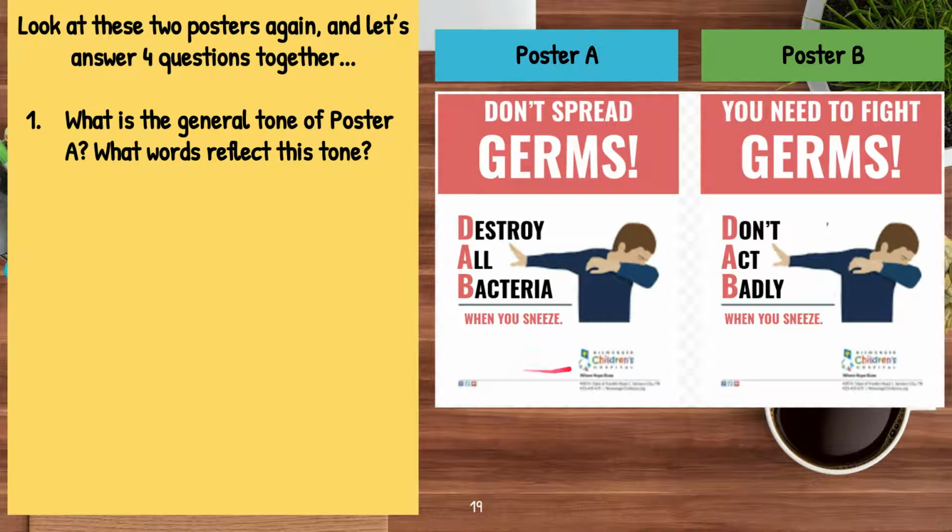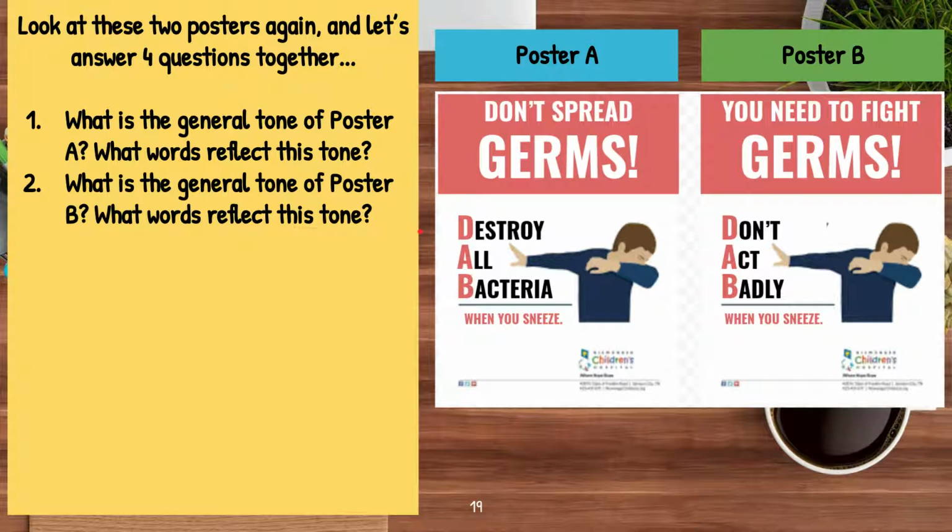The general tone of this poster is kind of neutral, right? Or you could say it's positive, right? It's designed to make everybody feel like they can do something, right? Specifically when it says destroy all bacteria, right? Bacteria are the enemy here, right? And don't spread germs.